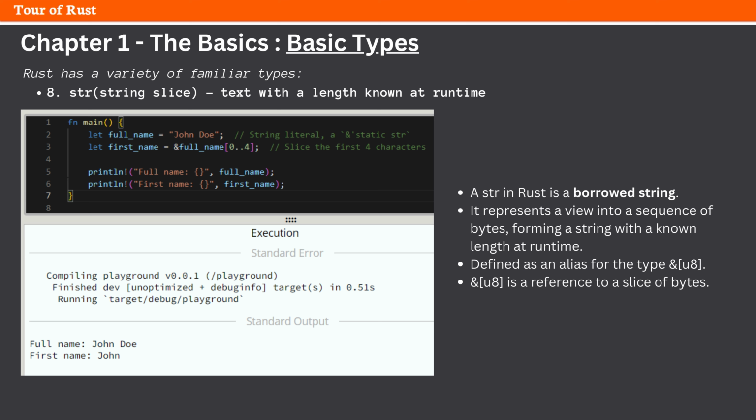Rust: let first_name = &full_name[0..4]; slice the first 4 characters. This line creates a new variable called first_name and initializes it with a slice of the first 4 characters of full_name. The syntax full_name[0..4] creates a slice of the string full_name from index 0 to index 4, excluding the character at index 4. Rust: println full_name, first_name. These lines print the values of full_name and first_name to the console. The braces in the format string are placeholders for the variables to be inserted.